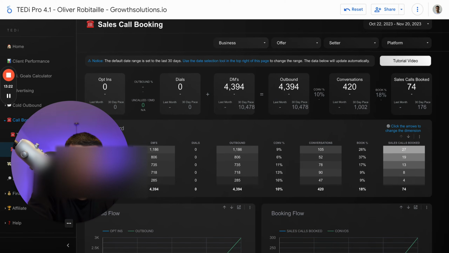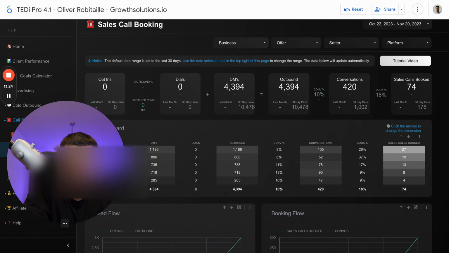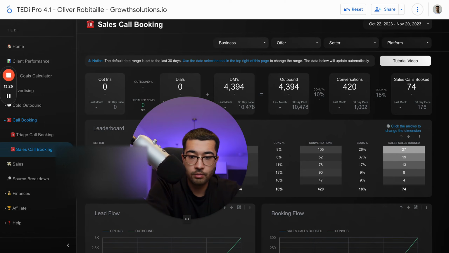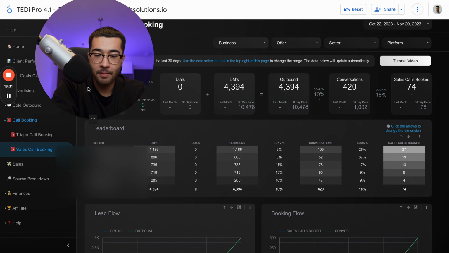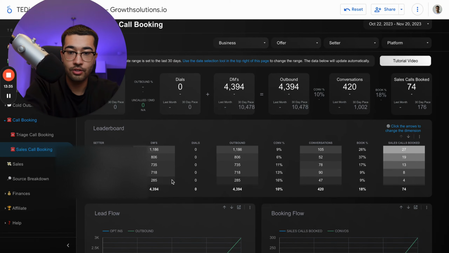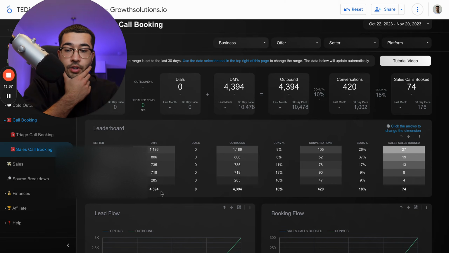Okay. So as you can see here, you have all of my setters. I might have to blur this out. I don't want to show their names. But this is a new software I was using recently, which is pretty cool. Essentially, we've been tracking all of the volume that our appointment setters are doing. In DMs, it shows how many DMs they sent in total. And again, we just started using this, so these are pretty low numbers. But this is their total.